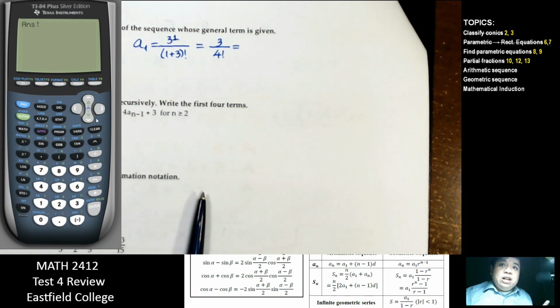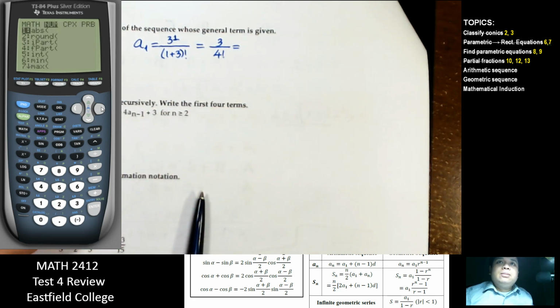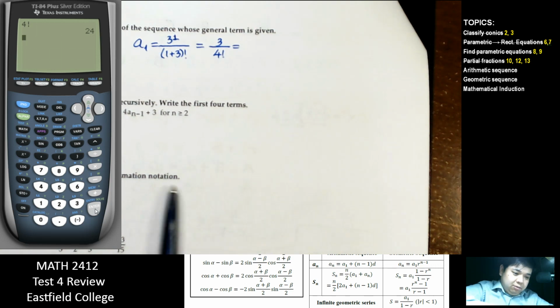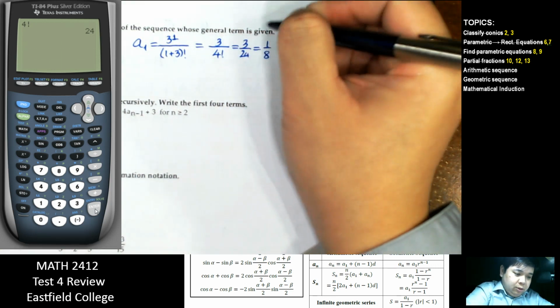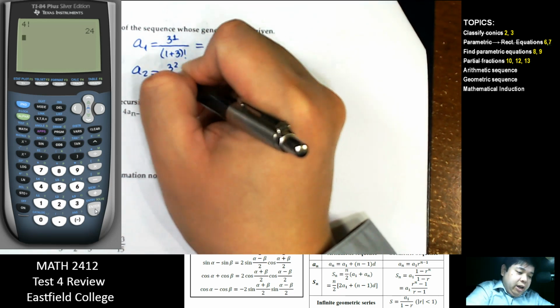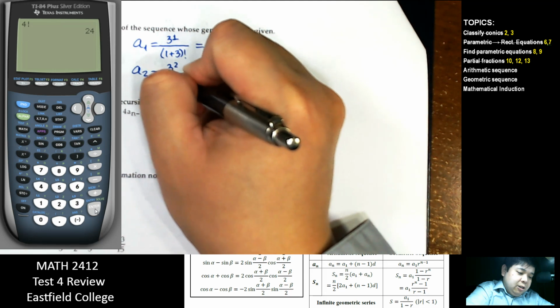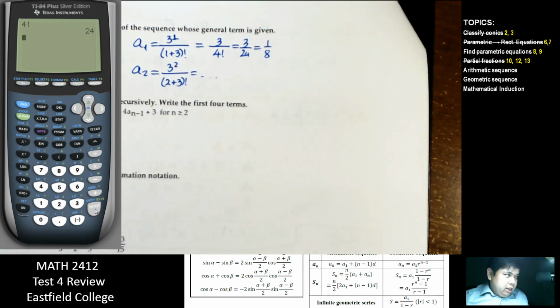Yeah, but we should hit the number first. So 4 math. And then A2, we're going to put 2 in for n. And you can continue for A2, A3, A4. They want the first 4 terms, so we're going to need 4 of them.